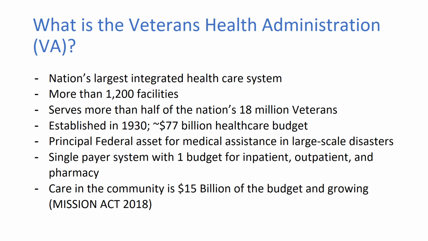One of the three administrations is the Veterans Health Administration. The Veterans Health Administration is also sometimes referred to as just the VA. And from this point forward, the VA will refer to the Veterans Health Administration. The VA is the nation's largest integrated healthcare system, and it has more than 1,200 facilities. These facilities include hospitals, clinics, community living centers, domiciles, readjustment centers, and others. And it serves about 9 million veterans here in the United States. It was established in 1930 and has since grown to have a $77 billion healthcare budget.